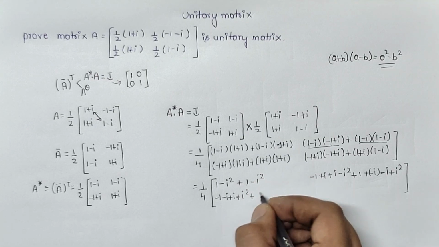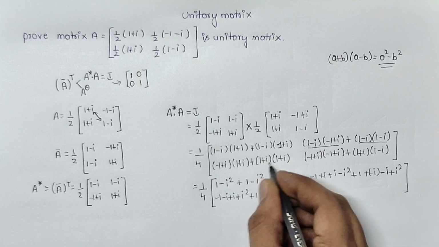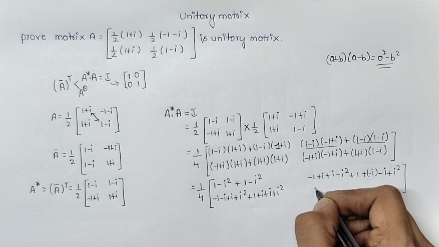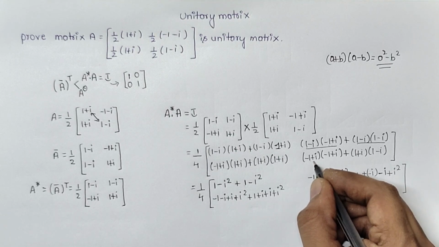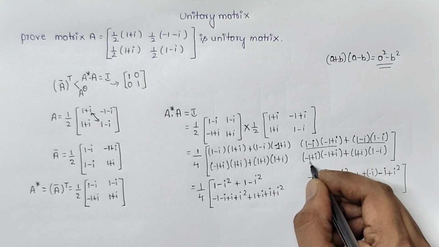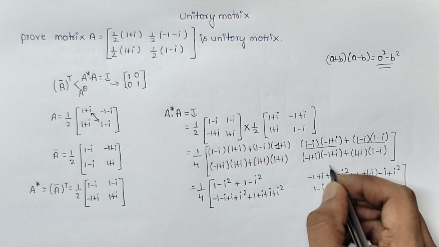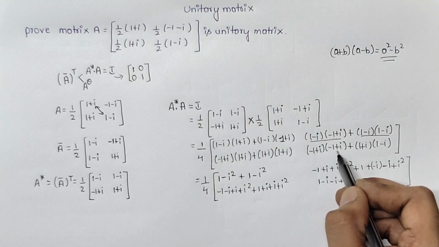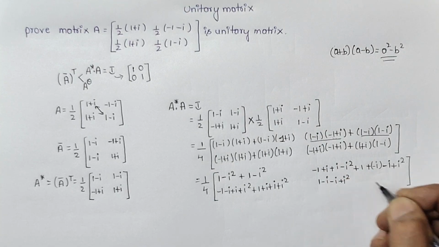Plus 1 into 1 will be 1. Plus 1 into i will be i. Plus i into 1 will be i. Plus i into i will be i square. Minus 1 into −1, minus into minus is plus, 1 ones are 1. Minus 1 into plus i will be −i. Plus i minus 1 will be −i. Plus i into plus i will be plus i square.